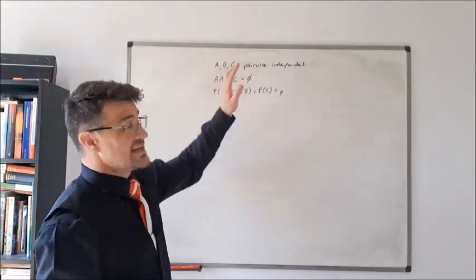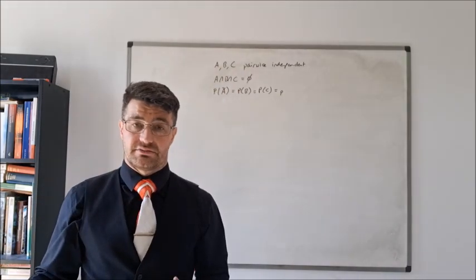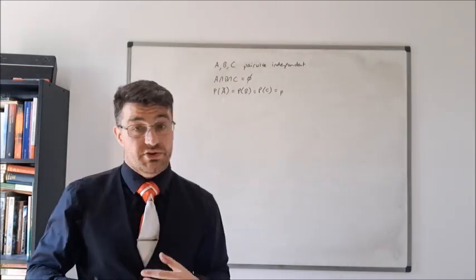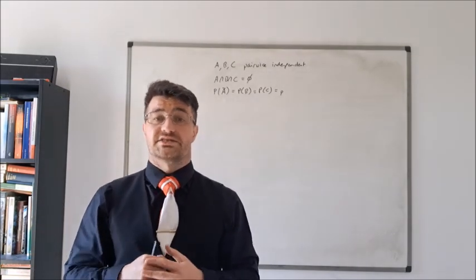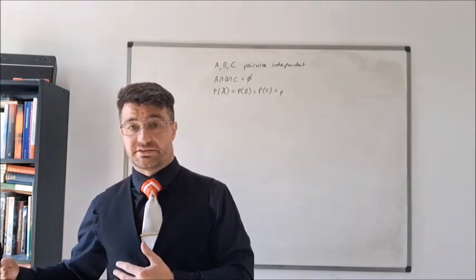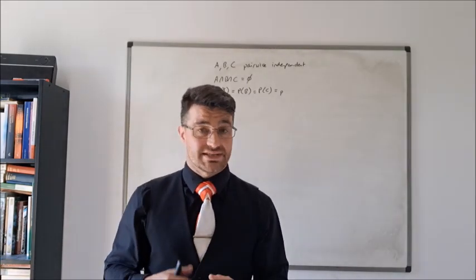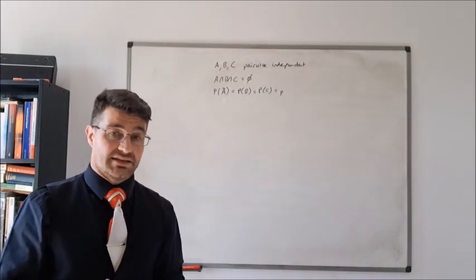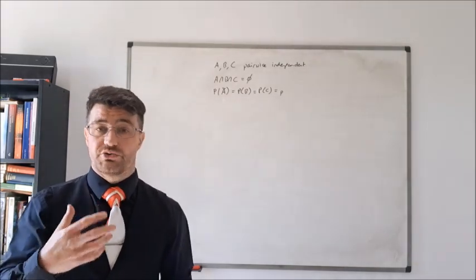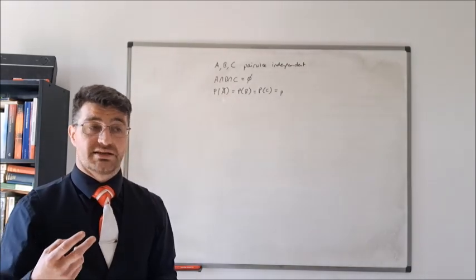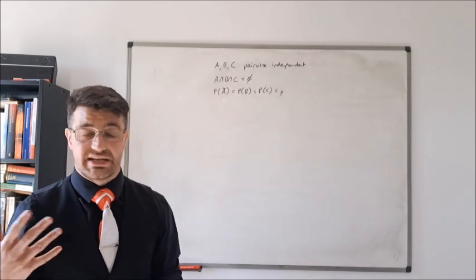We're told that A, B, and C are pairwise independent, okay? So before you start solving this problem, you need to make sure that you know what that means. What does it mean for events to be pairwise independent? Well, it means that if we take the events two at a time, they are statistically independent. Now, then you've got to ask yourself, do you know what it means for two events to be statistically independent or just independent?